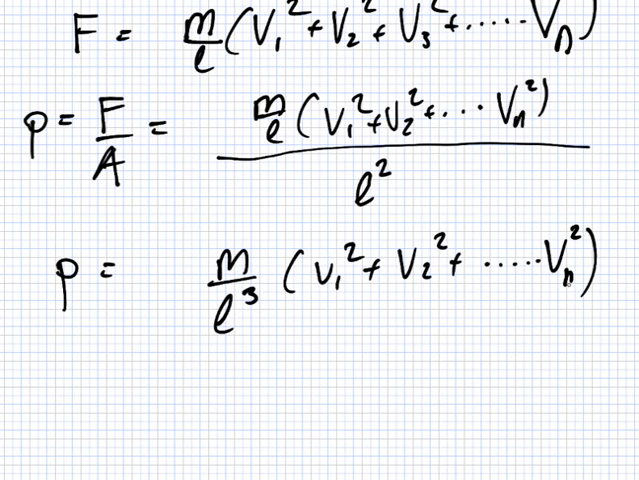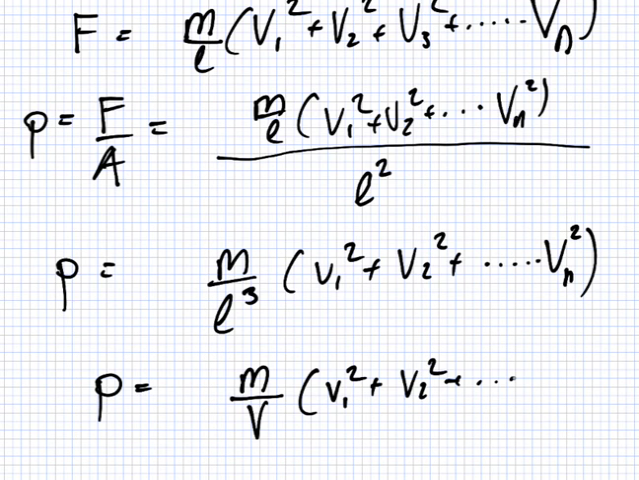Okay, good. Now you can kind of see what's going to happen here, because what's L cubed equal to, do you think? Volume, yeah. So we can change this into pressure equals the mass of each particle over the volume, and these are velocities, be careful, V1 squared plus V2 squared plus all the way up to Vn squared.